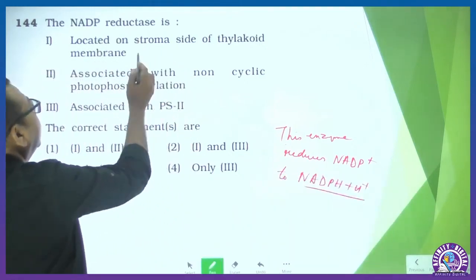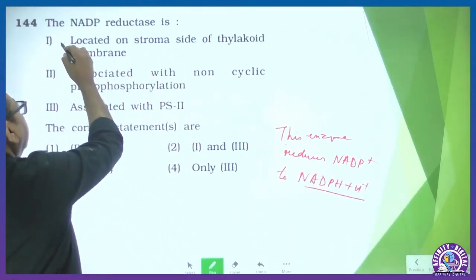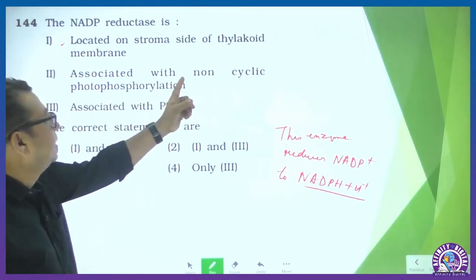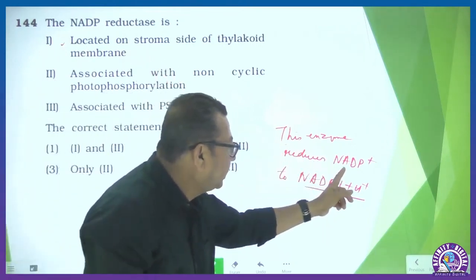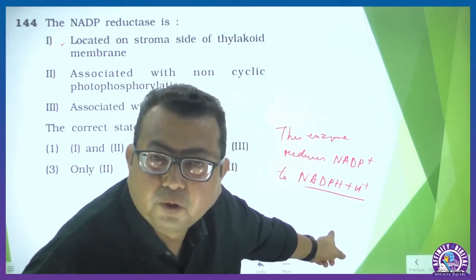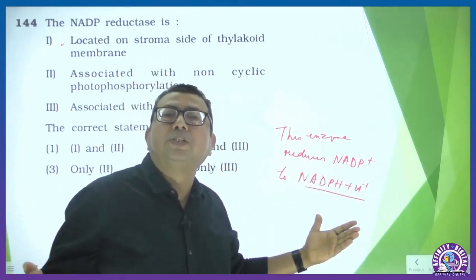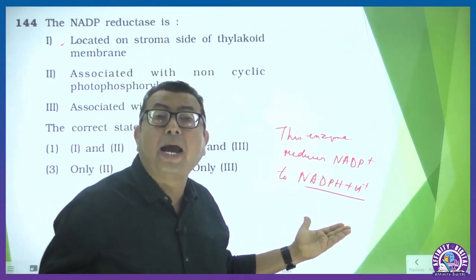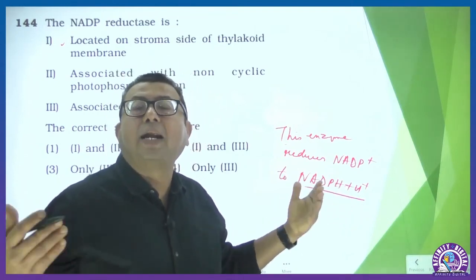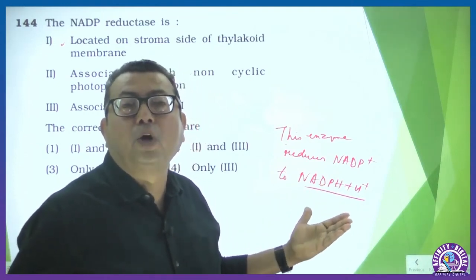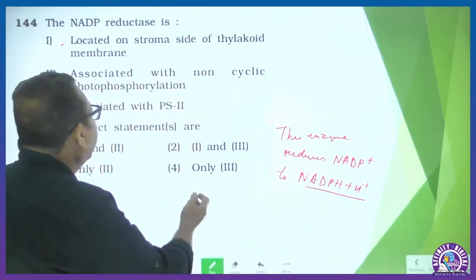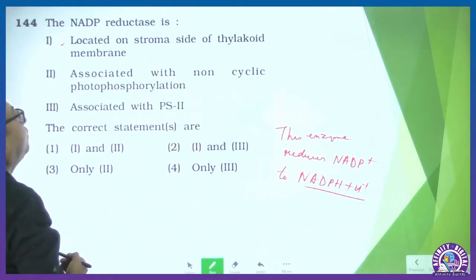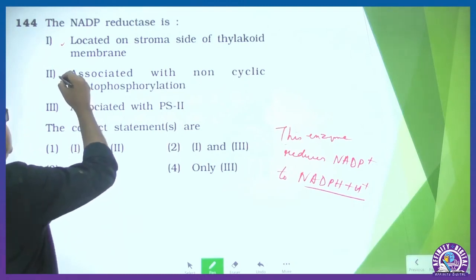So this is given, to ye correct hai. Achha, associated, dekhe, NADP reductase enzyme is involved in light reaction of photosynthesis. Light reaction of photosynthesis ka dusra naam hai non-cyclic photophosphorylation. Aur ek dusra naam hai light reaction ka, jiska naam hai photochemical phase of photosynthesis. So, associated with non-cyclic photophosphorylation. Ye bhi correct hai.